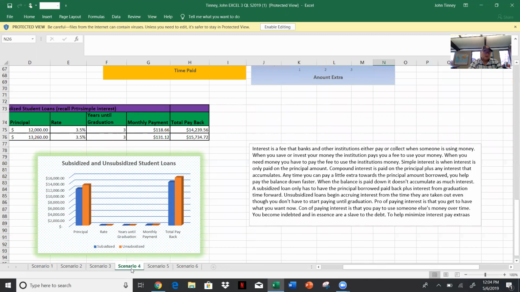Whether we're investing in savings bonds or whatever, we need to be able to be paid money for our money so that our money can grow for us. And interest is a fee that banks and other institutions either pay or collect when somebody is using the money. If you save or invest your money in that institution, they pay you a fee so that they can use your money for whatever length of time.